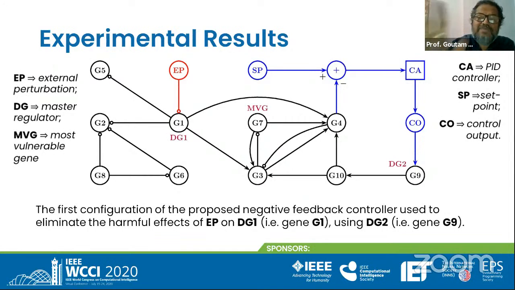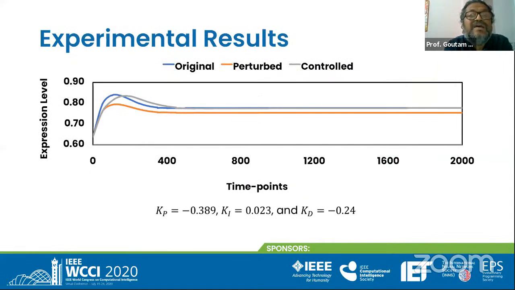Now I am showing you that what I am claiming is correct mathematically. I am showing you in the next slide. In the slide, the original expression value of G4 is the blue line. You see the blue line? The blue line is the original expression level. Due to the external perturbation EP, the expression value of G4 has come down to the perturbed value, this reddish line, the one below.